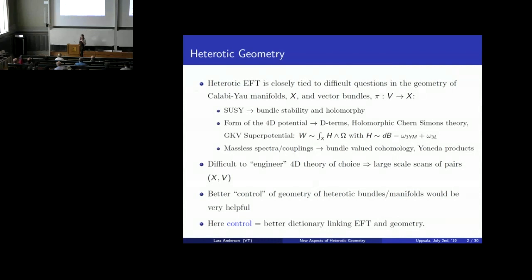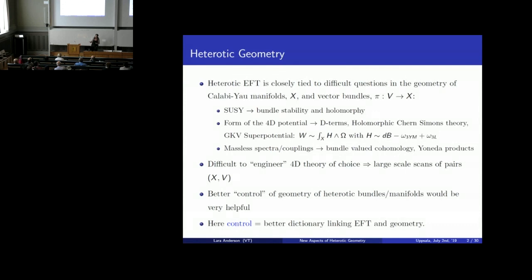Specifically, in order to satisfy supersymmetry conditions, you have to explicitly decide whether vector bundles are stable in a Mumford sense that I'll talk about more in a minute, holomorphic. The form of the 4D potential in the n equals 1 theory is determined by holomorphic Chern-Simons theory, Gukov-Vafa-Witten type superpotentials, and the massless spectra, bundle-valued cohomology, Yoneda products. There's a lot of geometry that has to be explicitly realized before you can write down a field theory at the end of the day.